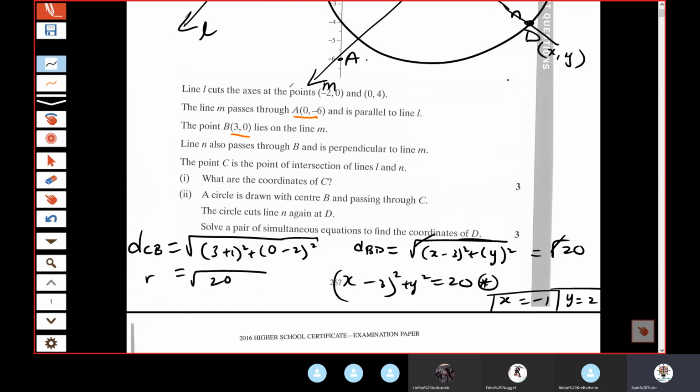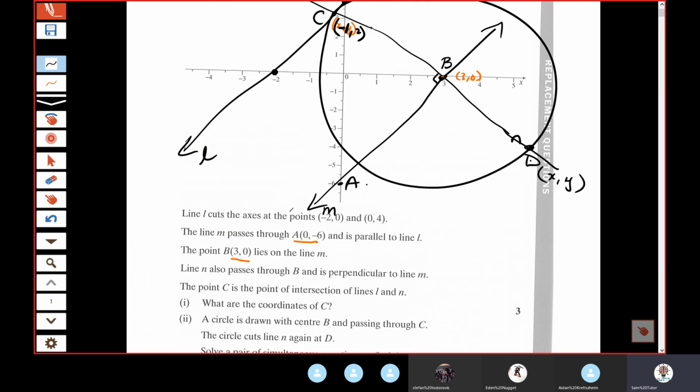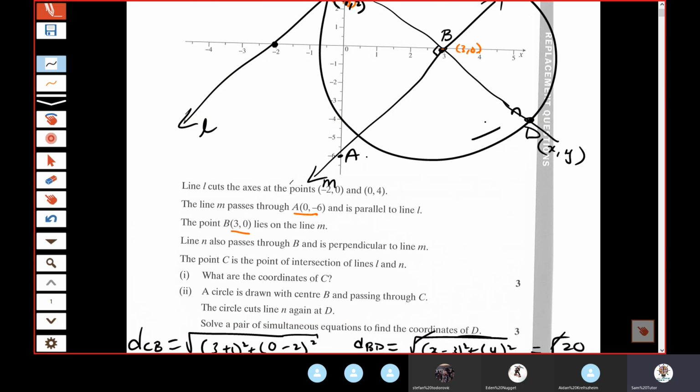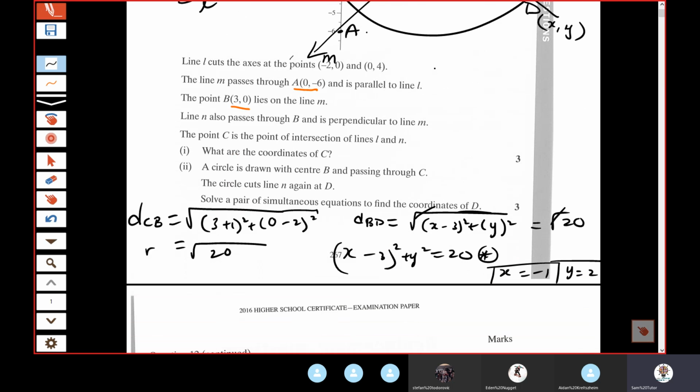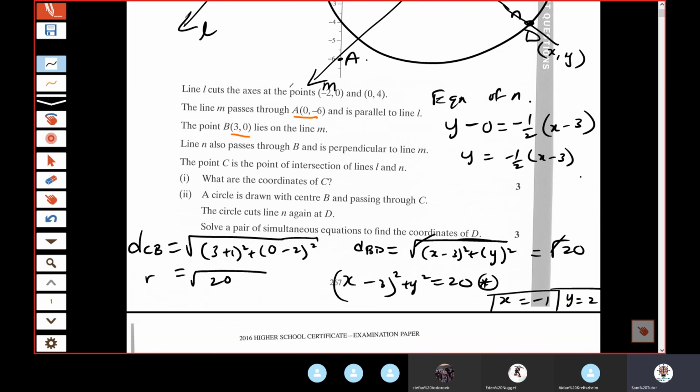What's your second one? Well, the equation of line N. So the equation of this line here, N, again, you know what the gradient is. So equation of N: y minus y1, which is 0, equals the gradient, I think, was negative half, if I'm not wrong. And then x minus 3. Y equals negative half, x take away 3. You'll solve that. Number 2, please go and try that with number 1.